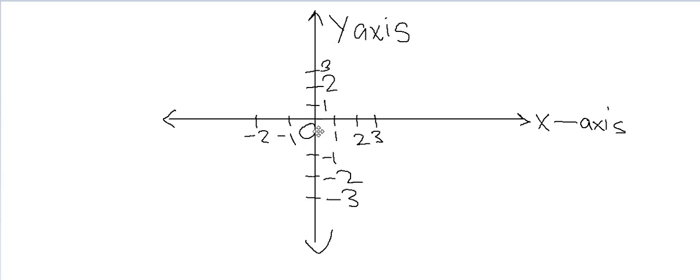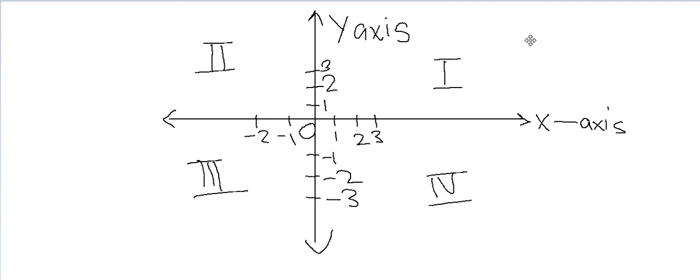Both these y and x axes are together known as coordinate axes. You observe that these coordinate axes divide the plane into four regions. This region is called the first quadrant. This is the second quadrant. This is the third quadrant. And this is the fourth quadrant. Now let's see how to use these coordinate axes to locate a point in a plane.